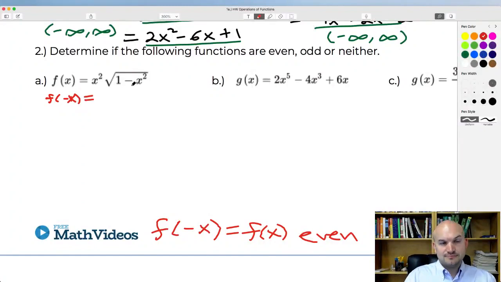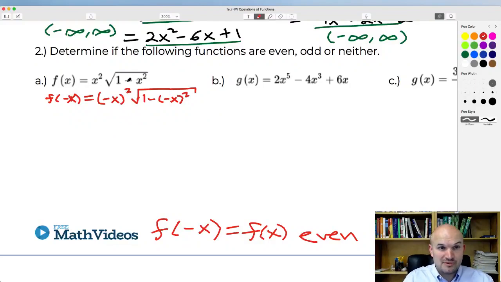So anyways, let's plug in a negative x squared times 1 minus negative x squared. Now, what's really nice about doing these examples is really remembering that a negative expression raised to an even power is always going to be positive. So this turns into x squared.